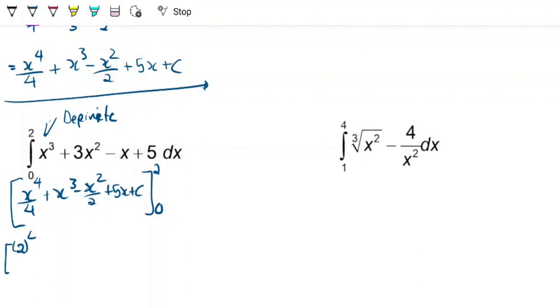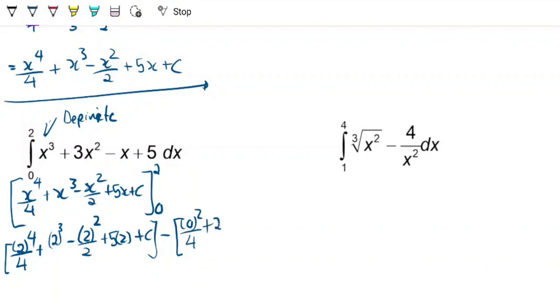So this becomes 2 to the 4 over 4 plus 2 to the 3 minus 2 to the 2 over 2 plus 5 to the 2 plus c. And then you are minusing that with the same expression, except now you're subbing in 0. Plus 2 to the 3 minus 2 to the 2 over 2. 0, 0, 0. And then you have plus c over there.